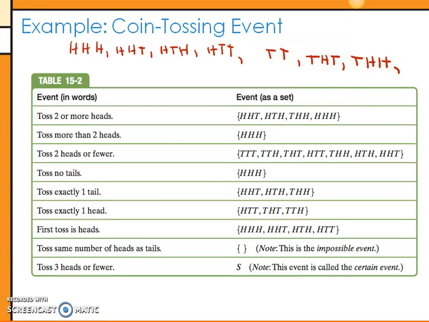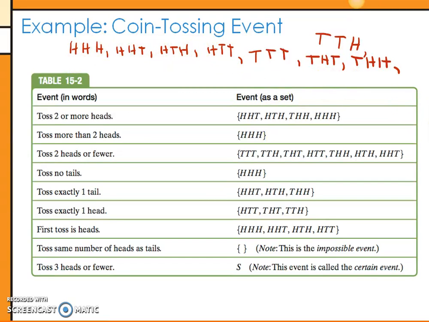So I'll fix this one. Okay, so we get all heads, heads, heads, tails. We have tails, heads, heads. Tails, tails, heads. There's the 8th one: 1, 2, 3, 4, 5, 6, 7, 8.